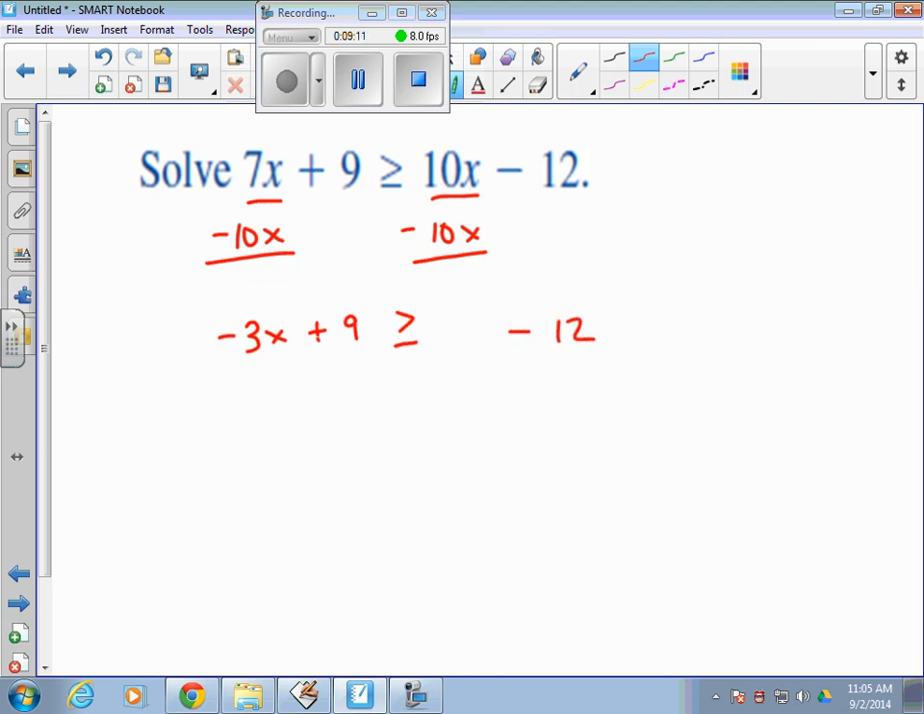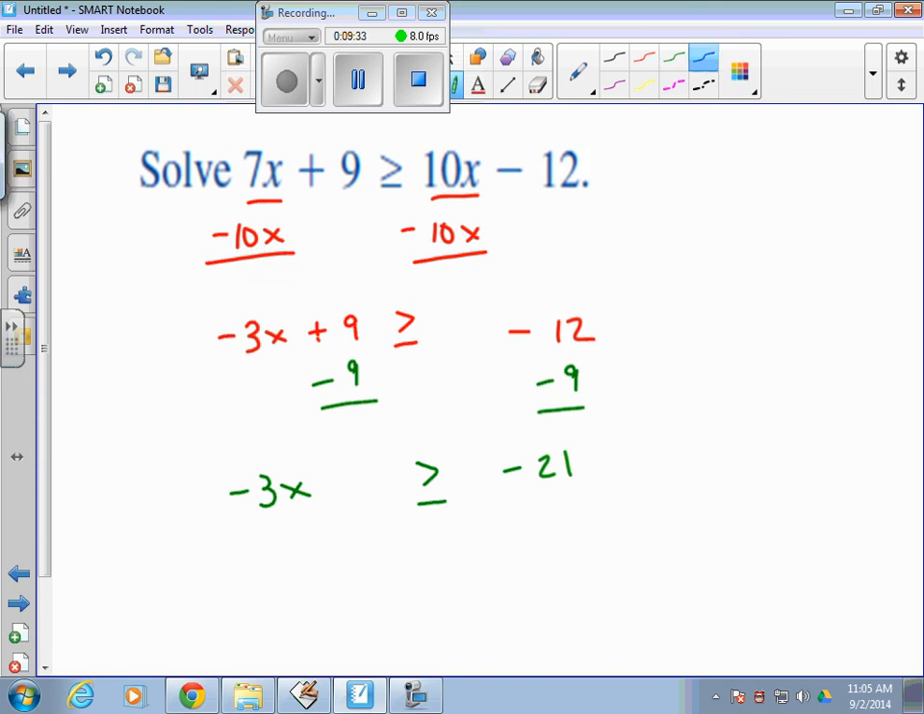Since our x's are now on the left, let's move everything else to the right, everything else being plus 9. You know how to cancel out plus 9 by subtracting it. If you subtract 9 on the left, subtract 9 on the right. Negative 12 minus 9 is going to be negative 21. Again, we didn't do anything to reverse that sign, so you leave it there. You have negative 3x is greater than or equal to negative 21.